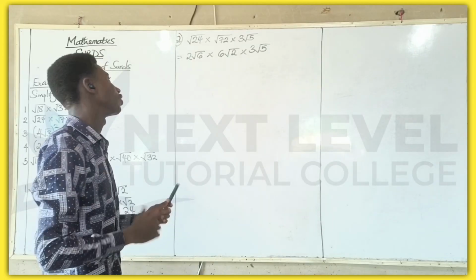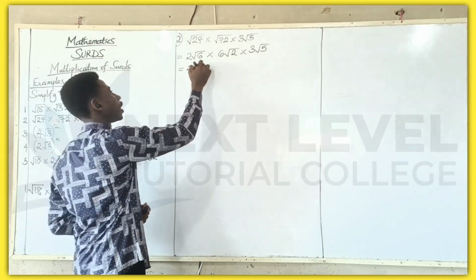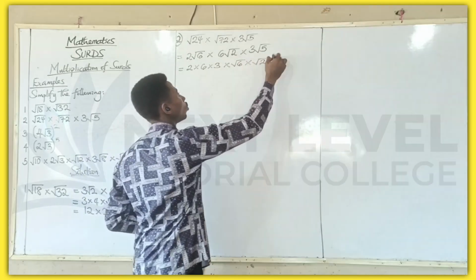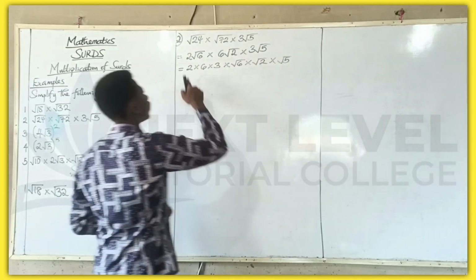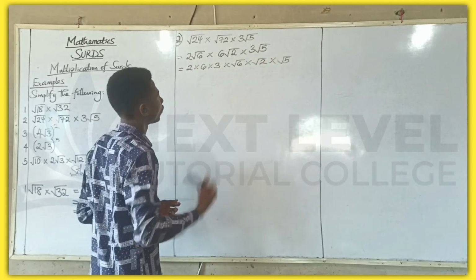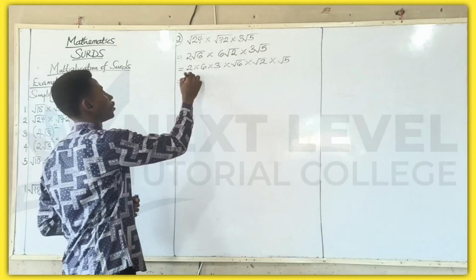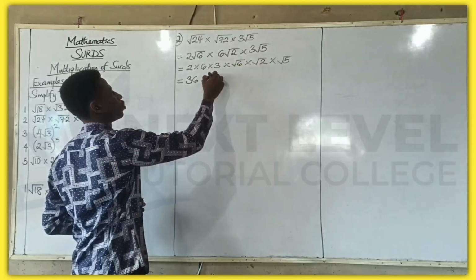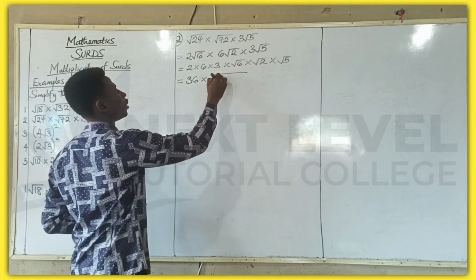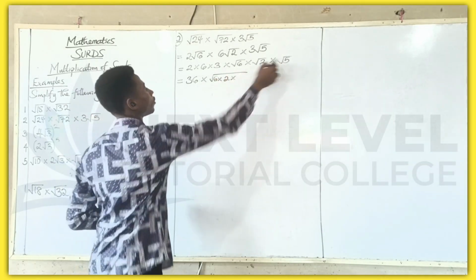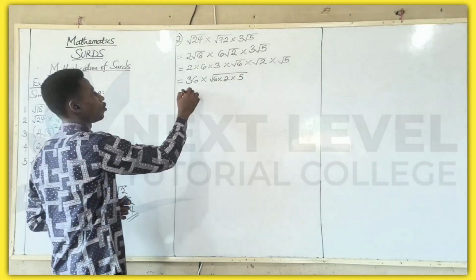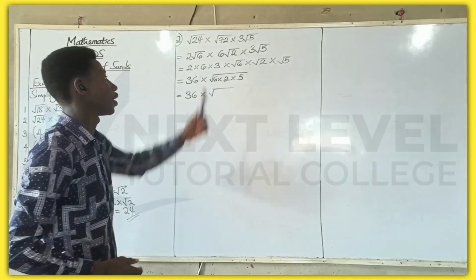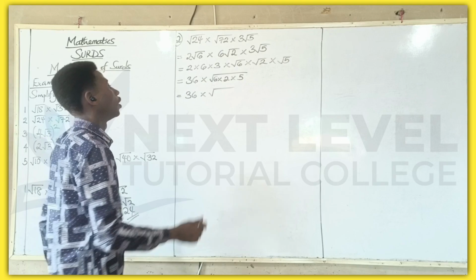So to do numbers and numbers, SURD times SURD, we have 2 times 6 times 3 times SURD 6 times SURD 2 times SURD 5. 2 times 6 is 12. 12 times 3 is 36. So we have 36 times SURD 6 times SURD 2. That is SURD 6 times 2 times 5. We can combine all of them like this. So we have 36 times SURD 6 times 2 is 12. 12 times 5 is 60.